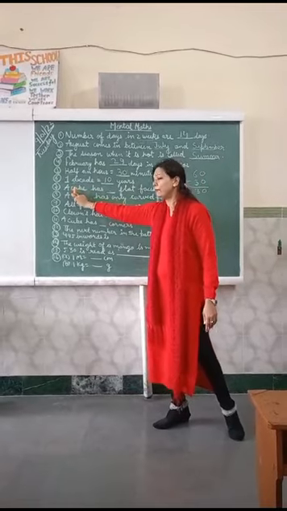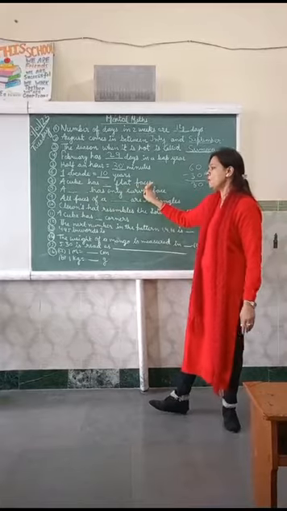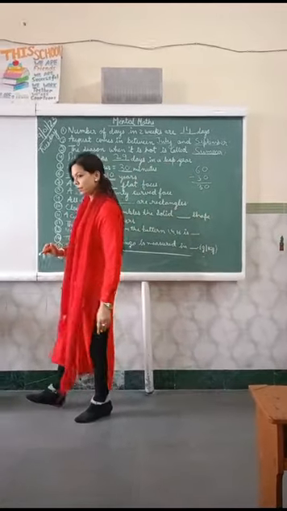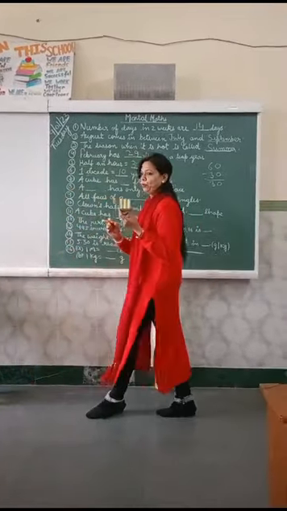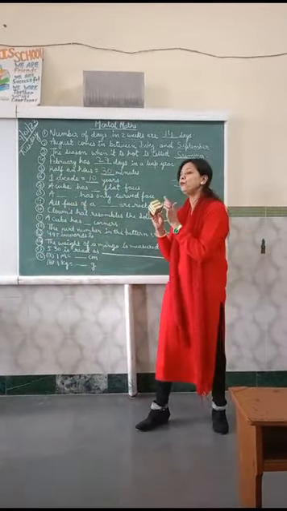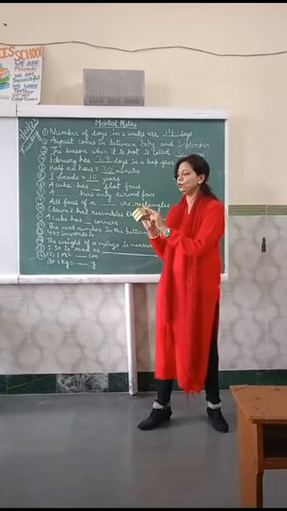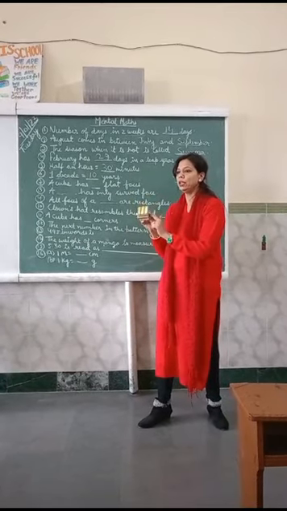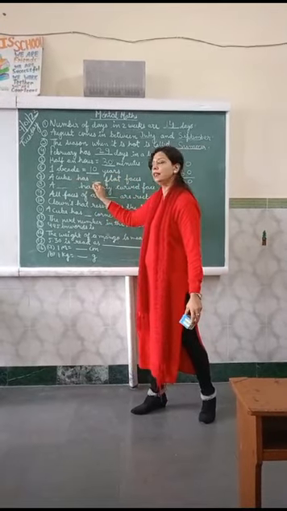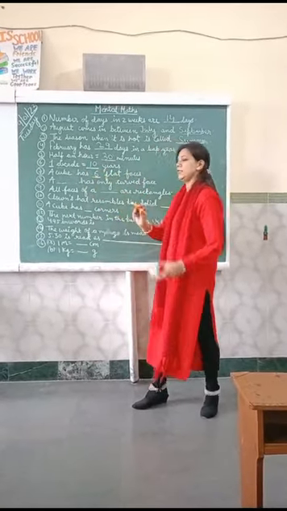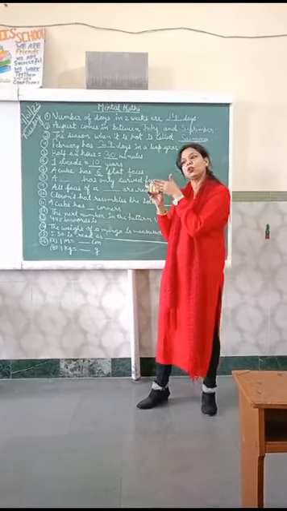Now come to the 7th question. A cube has blank flat faces. Have you ever seen a cube? This is a cube. And how many flat faces are here? See, how many flat faces are here? 1, 2, 3, 4, 5, 6. So how many faces? 6. A cube has 6 flat faces. Flat means jo cheez sapat ho, jo cheez samtal ho, that is called flat.